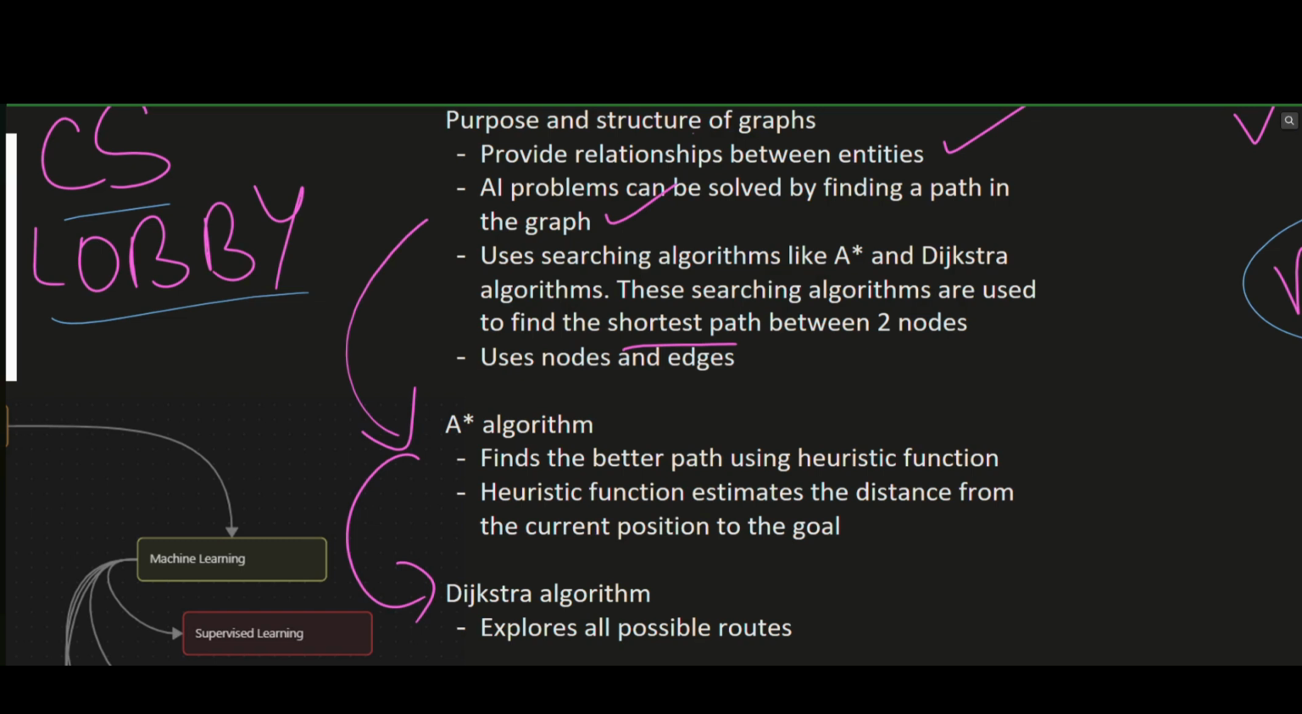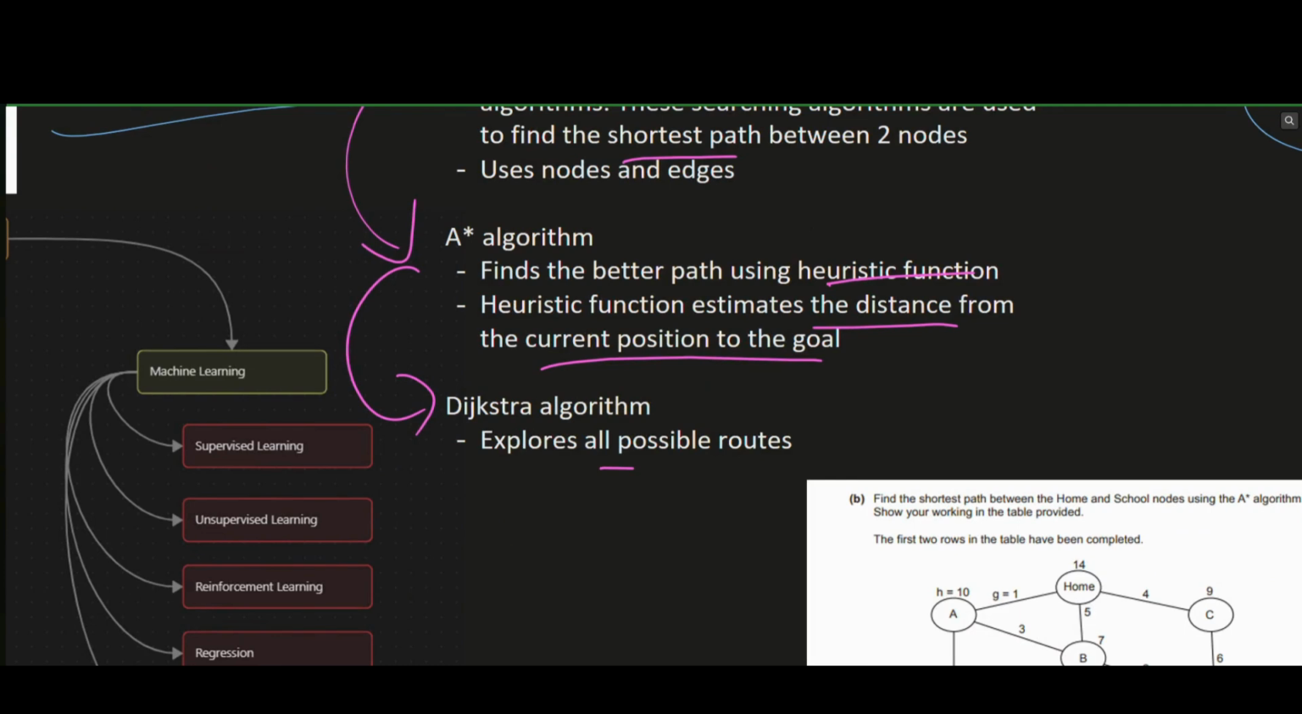Now in A star, we need to find the better path using a heuristic function. What is a heuristic function? Before that, let's look at better path. What does better path mean? Better path could be the shortest path. So it uses a heuristic function. The heuristic function estimates the distance from the current position to the goal, and Dijkstra algorithm explores all possible routes.